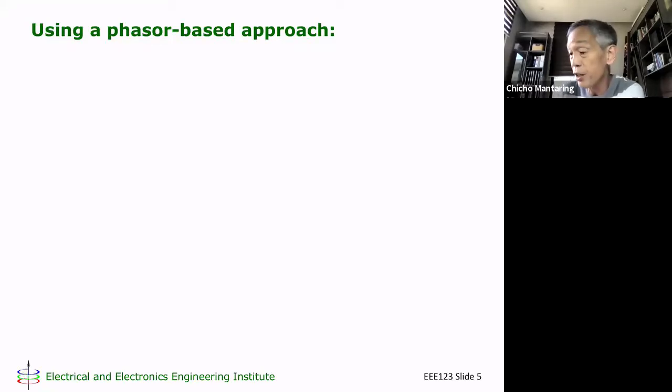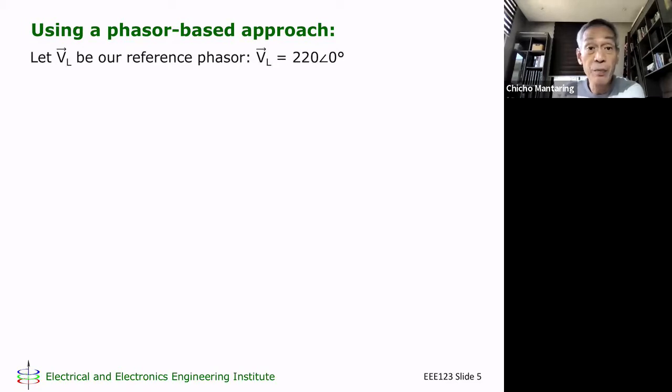So this is using phasors. Let VL be our reference phasor. In other words, we assign the phase angle 0 to VL. As I mentioned earlier, we can do this to any particular voltage in your circuit if there are no angles specified for any of the voltages or currents in the circuit. So let VL be our reference phasor. That's 220 at an angle 0 degrees.